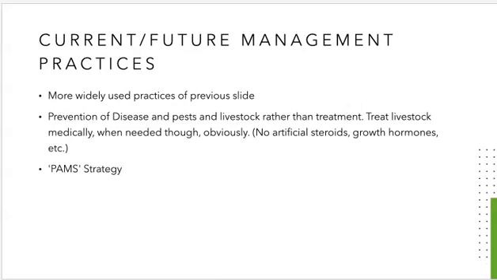Focus on prevention of disease and pests rather than treatment. The PAMS strategy: prevention, avoidance, monitoring, and suppression. This can be found in the Organic Practices fact sheet attached in the references slide.